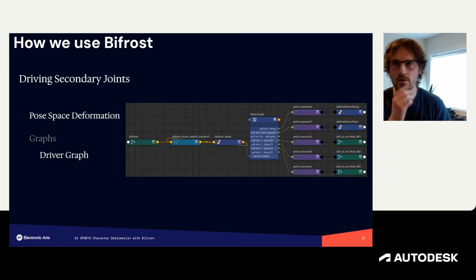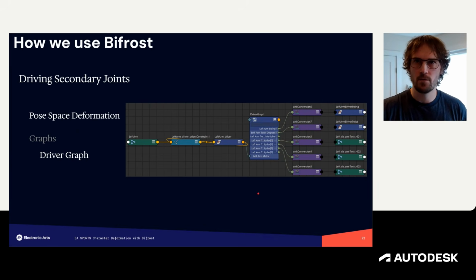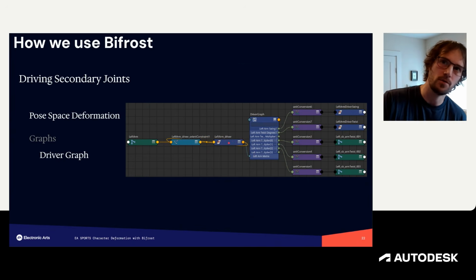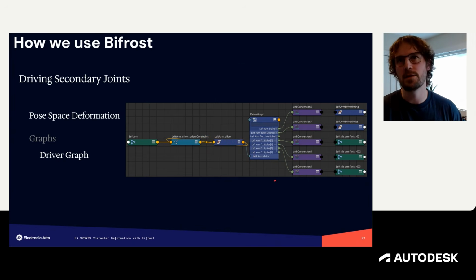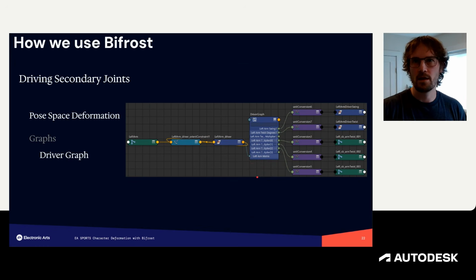So the driver graph. Here it is in the node editor. What we're reading is a matrix, in this case the left arm driver. It could be anything. It could have been the left arm directly, but we just have a constrained group that we bring into this. So we're bringing in the driver, and this is a simplification as well. So there's the driver graph.